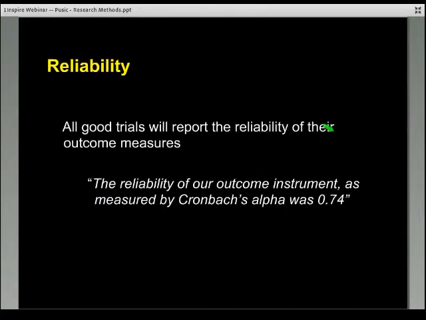All good, sorry about the cursor. All good trials report the reliability of their outcome measures, and the phrase generally looks something like, the reliability of our outcome instrument as measured by Cronbach's alpha was 0.74. They come back with a number, and that number is meant to convey goodness, with the higher the number, the better. But let's look at what that means.